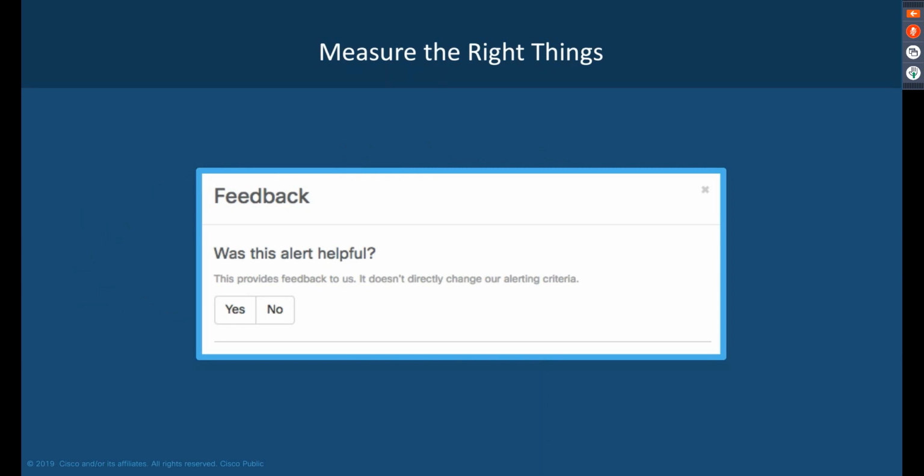It's not asking if this was a false positive or a true positive, because that would be trying to guess whether or not the thing you've just proposed to the user is actually useful. That would be a guess on our part. This is very explicit. This tells us if the alerts are actually helpful. Again, not trying to say whether it's benign or malicious, but just was it helpful to the user.